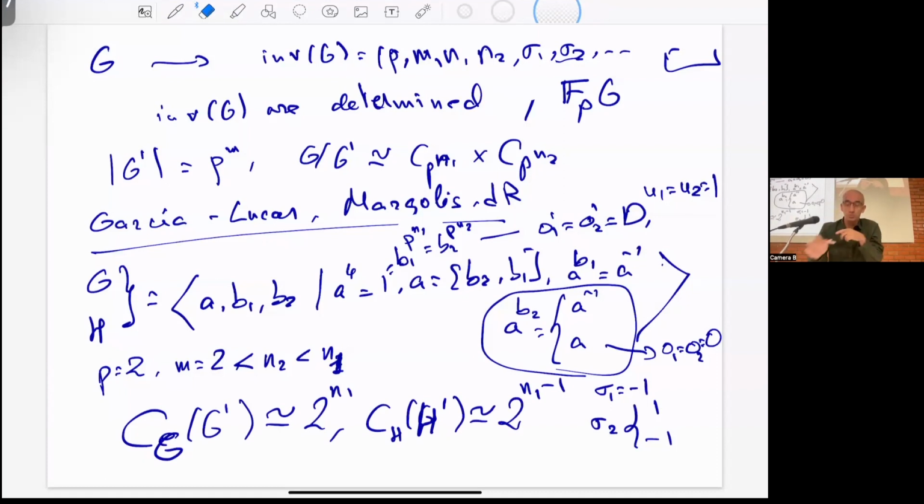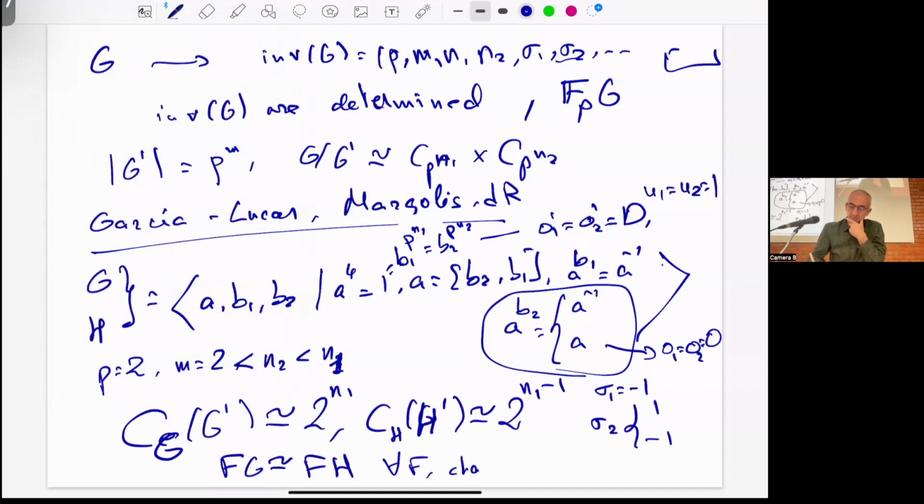The difficult part was proving that FG is isomorphic to FH for every field of characteristic. Oh, no, sorry, characteristic. Here I made the mistake because, of course, p is always 2. For every field of characteristic 2. So this solves the negative, the modular isomorphism problem for characteristic 2.